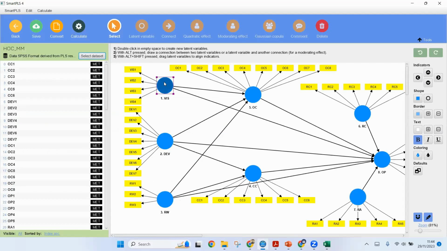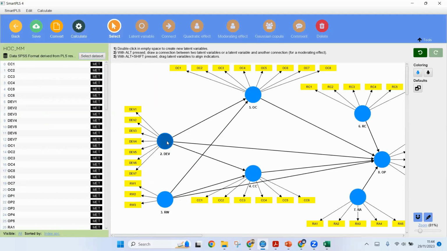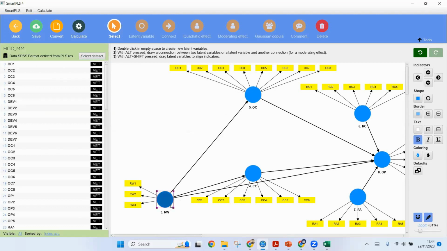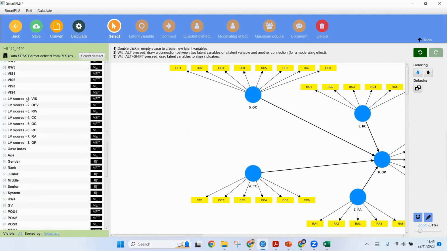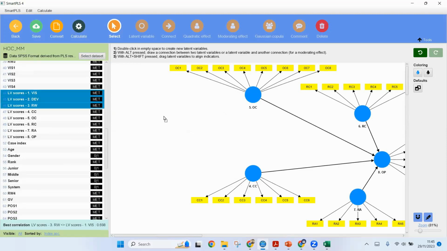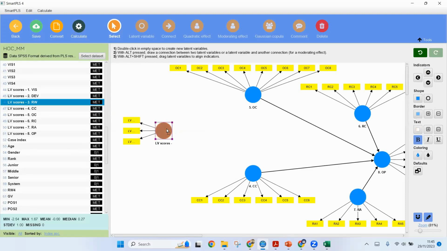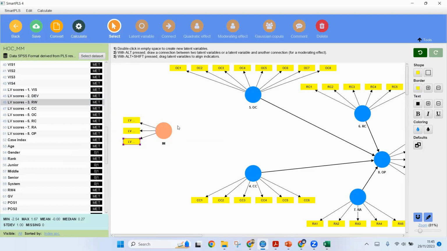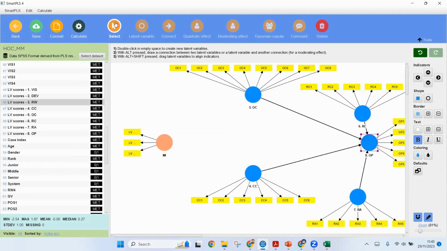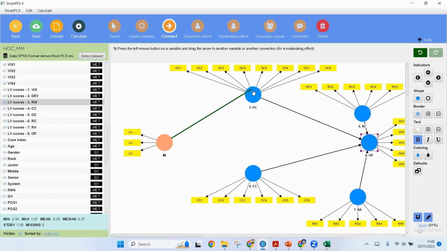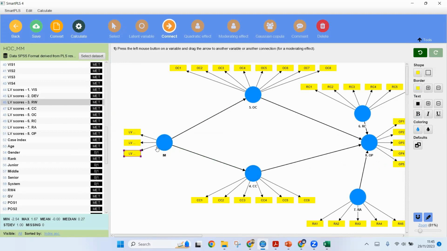Once this is selected, since it is higher order construct validation, I will remove vision, I will remove development, I will remove rewards. And what I will have is these as items for the higher order construct. Right click, rename, call it IM. Now, once this is done, connect it. Let's say we have a direct relationship here.